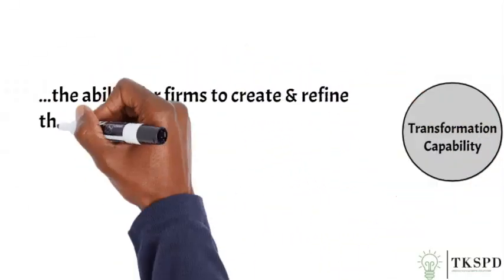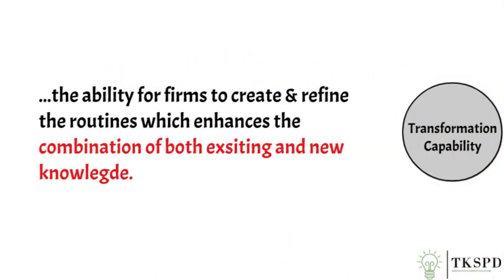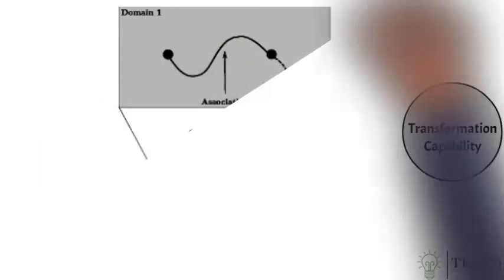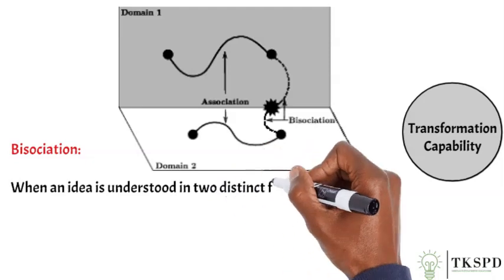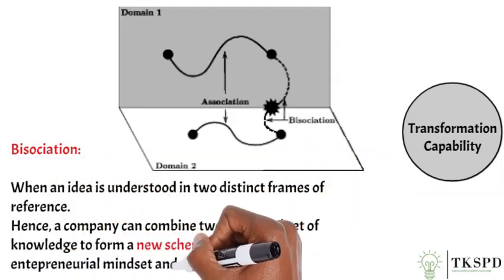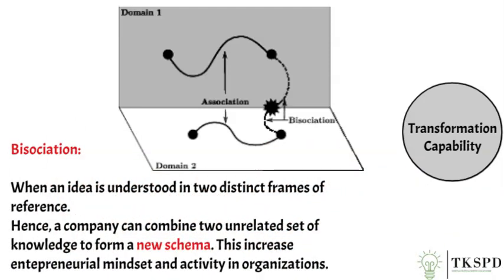Transformation capability is the ability for a company to create and refine the routines which facilitate the combination of the existing knowledge it has with the newly acquired and assimilated knowledge. A key factor to note in this section is bisociation, which explains what happens when an idea is perceived or understood in 2 distinct and incompatible frames of reference. In practice, a firm can recognize 2 unrelated sets of knowledge and combine them to arrive at a new schema. It increases the entrepreneurial mindset of an organization and fosters entrepreneurial action.